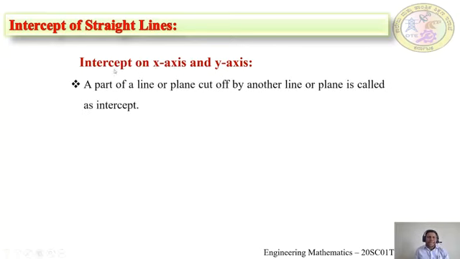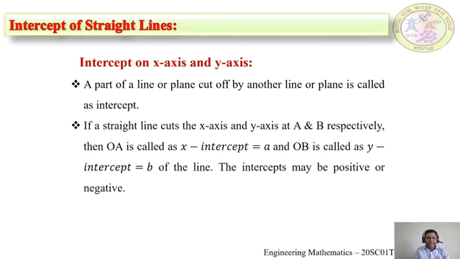Intercept: a part of a line or plane cut off by another line or plane is called an intercept. When any line or plane is cut by another line or plane, the part that results is what we call an intercept.